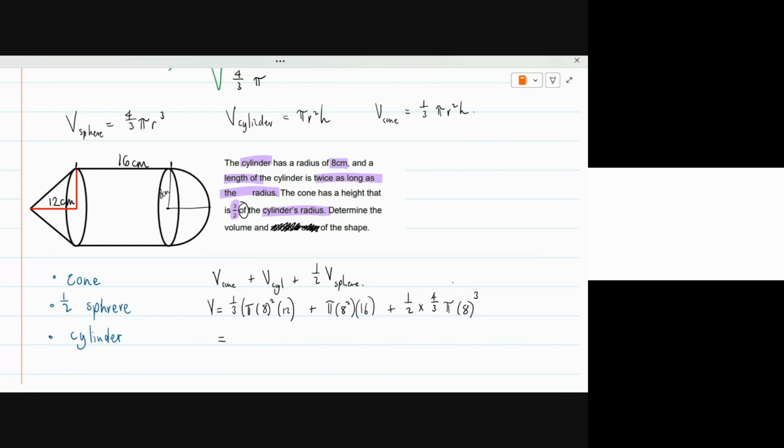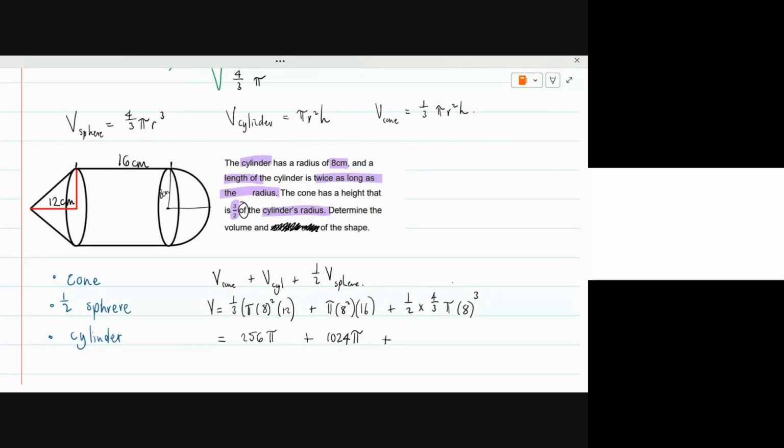I'm just going to do it in stages. Otherwise, it's going to confuse me. 256 pi plus... We forgot to put the half. It's a half sphere, right? Plus 1024 pi. 1024 pi plus 4/6.